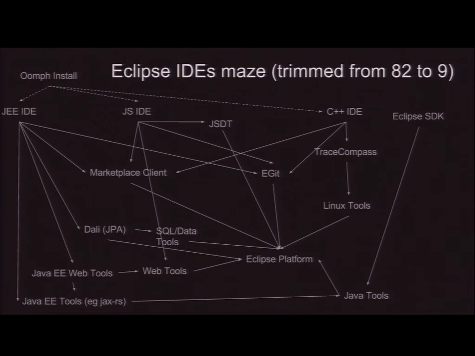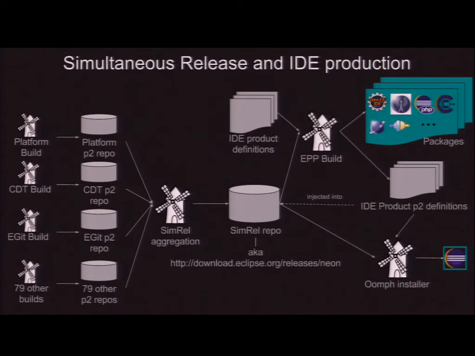So here is a small graph of a dependency maze. It's actually way more complicated than it is here, but you get the principle. And in terms of workflow, every Eclipse project willing to contribute to the Eclipse IDE contributes their build, their P2 repository, to what is called the simultaneous release aggregation that you can see here. And the simultaneous release produces a big simultaneous release repository, which is the one you have enabled in your IDE by default. So here it will be releases/neon.